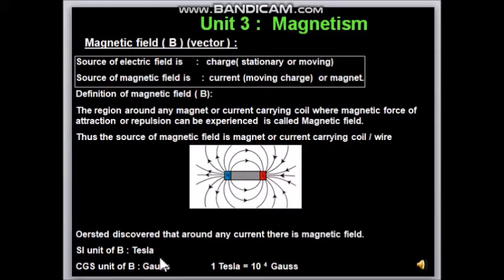Now let's have a look at the units of magnetic field in this chapter. The SI unit of magnetic field is Tesla and the CGS unit of magnetic field is Gauss. Remember that we have this conversion: 1 Tesla equals 10 raised to power 4 Gauss. Now students, in this chapter mainly we have to focus on current, and what magnetic field is produced due to current. So let us understand the direction part.